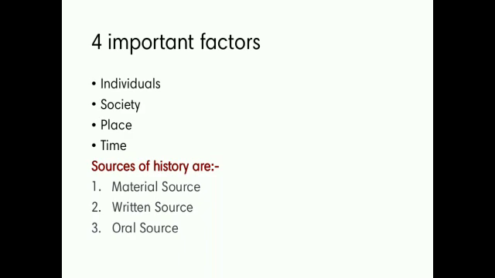And now the main part is sources of history. So in history there are three types of sources. First one is material source, written source, and oral source. So let us see these sources. First we are going to see material source.